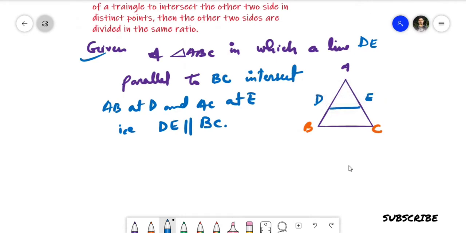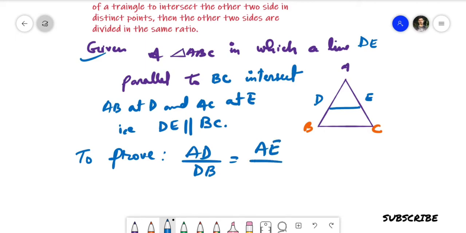Okay. So we need to prove, as I gave you a few minutes ago, that AD by DB is equal to AE by EC. We need to prove this. Okay.